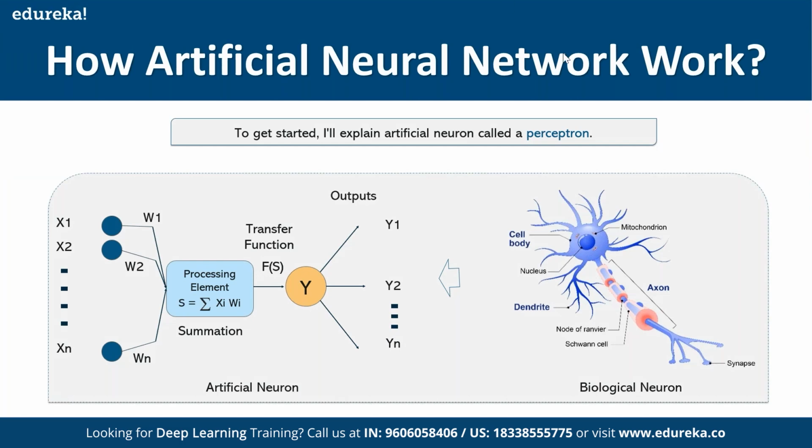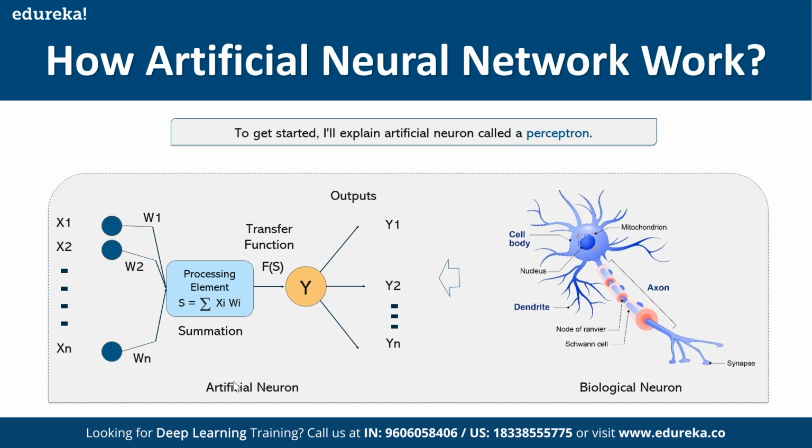So similar to this biological neuron, we have created now this artificial neuron. Okay. What does it consist of? It consists of three important things. One is input, which is represented by X. One is output, which is represented by Y. And there is a transfer function in between. Okay.